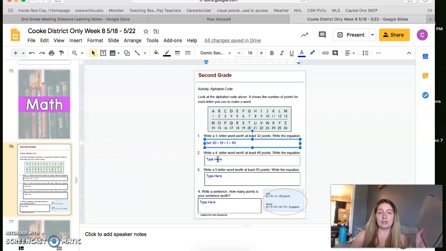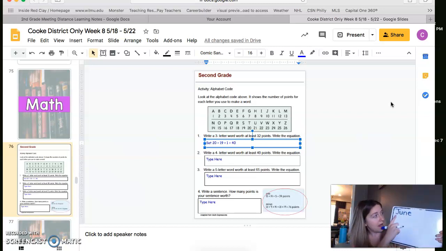All right, number 2 says to write a 4-letter word worth at least 40 points. So now it has to have 4 letters in it, and it has to be 40 or more points. So let's see, what's a 4-letter word? I'm going to do June, because that is the next month we're going to be in, and it's 4 letters.